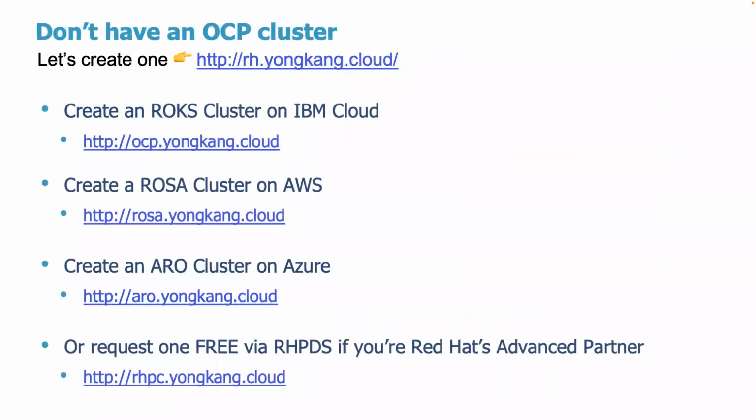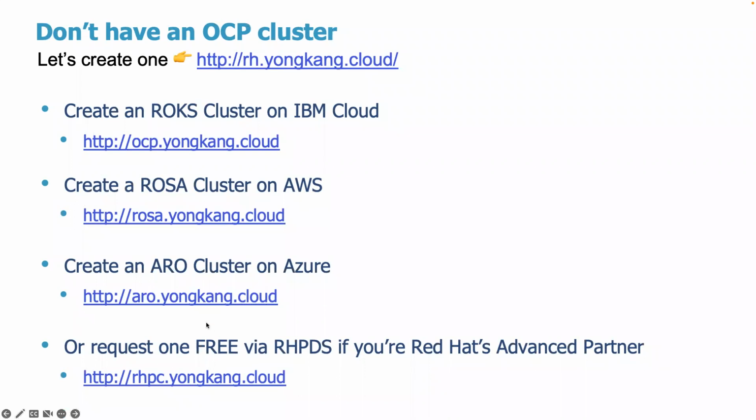But here's a question. I don't have an OpenShift cluster. Yeah, how can I complete the lab? So there are a couple of options. If you do have access to any one of the public clouds listed here, I got a YouTube video recorded here to walk you through step by step how to create an OpenShift Kubernetes cluster on IBM Cloud, short as ROKS, Red Hat OpenShift Kubernetes Service. Or you might want to create a ROSA, Red Hat OpenShift Service on AWS Cloud. So that's ROSA, and ARO, that's Azure Red Hat OpenShift.